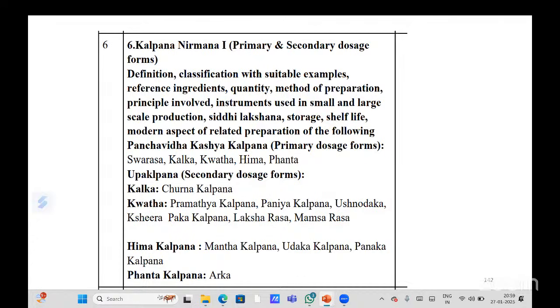And in a similar way, the Upakalpanas have been explained here. Kalka Upakalpana: Churna Kalpana. Kwatha Upakalpanas like Paniya, Ushnodaka, Kshira, Laksharasa, Mamsarasa, etc. Hima Kalpana: Manta, Udaka, Panaka. Again, you may get MCQs like: Paniya Kalpana is an Upakalpana of. They may give options like Kalka, Kwatha, Hima, Phanta. Okay. The Paniya is an Upakalpana of Kwatha Kalpana. So you may get such MCQs.